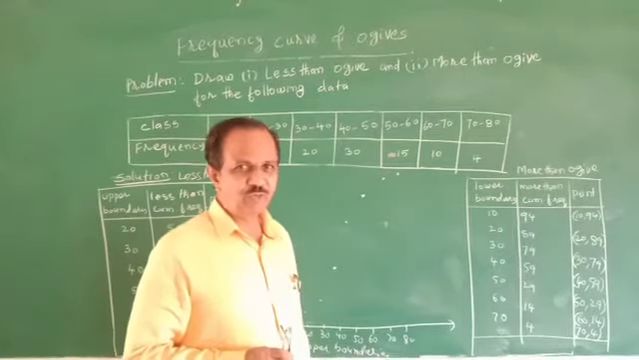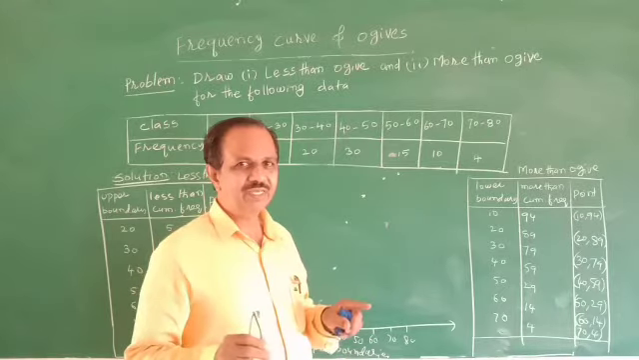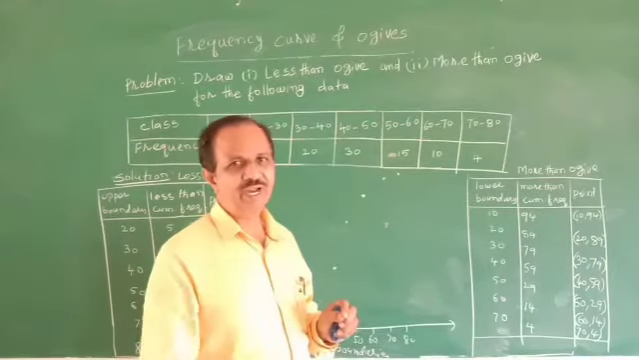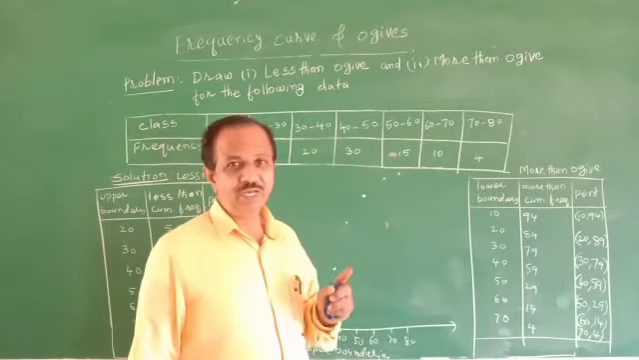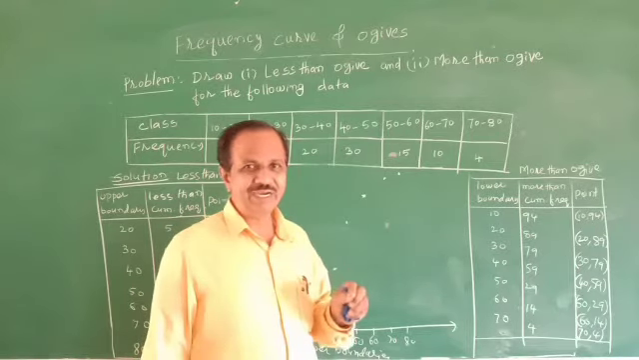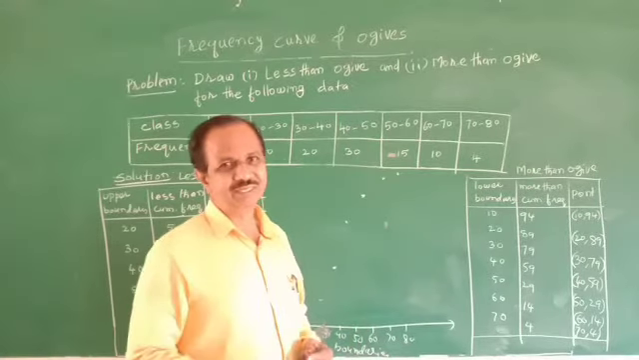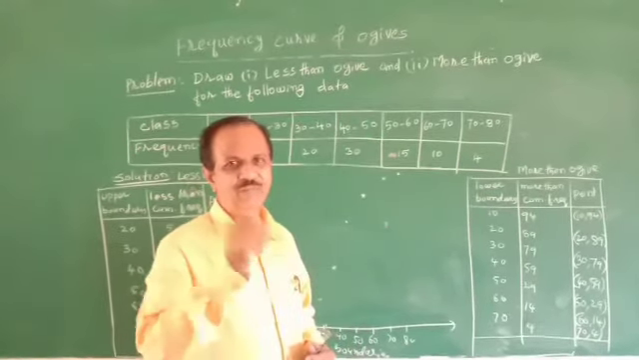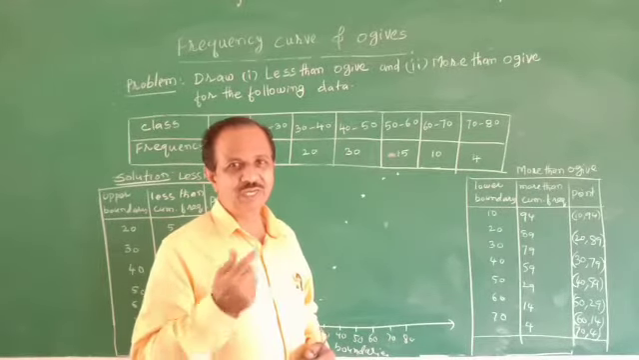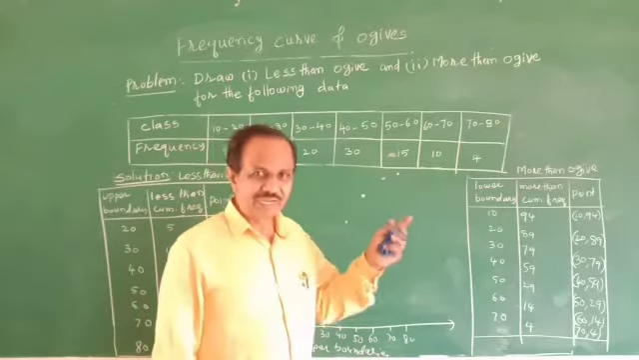In less than ogive, less than cumulative frequencies are plotted against the upper boundaries and all the points are joined with a freehand curve. In more than ogive, more than cumulative frequencies are plotted against the lower boundaries of the corresponding classes and all the points are joined with the help of the hand to get a curve. So the less than ogive is a rising curve, whereas the more than ogive is a declining curve.